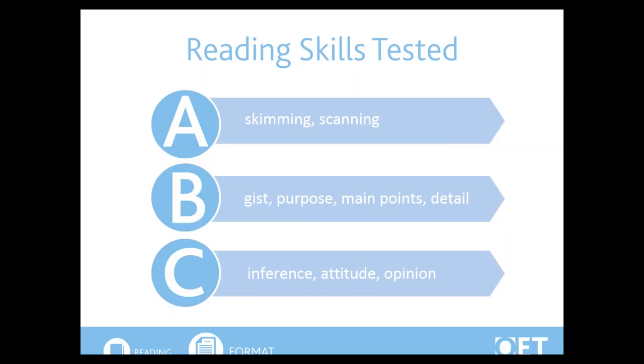Each part of the test has a different testing focus. Part A is testing that you can skim and scan texts for information. Part B tests a range of reading skills, including reading for gist, purpose, main points, and detail. Part C also tests a range of reading skills, including reading for inference, attitude, and opinion.